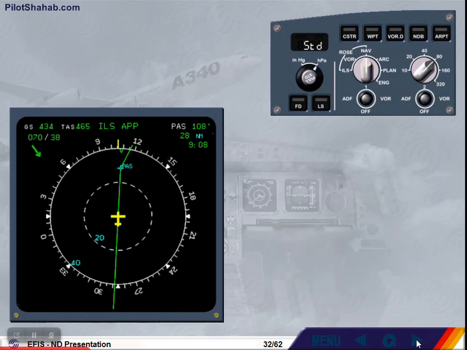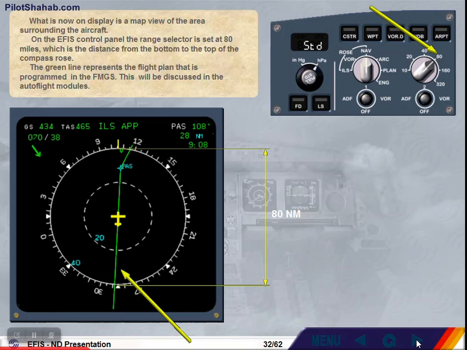What is now on display is a mapped view of the area surrounding the aircraft. On the EFIS control panel, the range selector is set at 80 miles, which is the distance from the bottom to the top of the compass rose. The green line represents the flight plan that is programmed in the FMGS. This will be discussed in the autoflight modules.